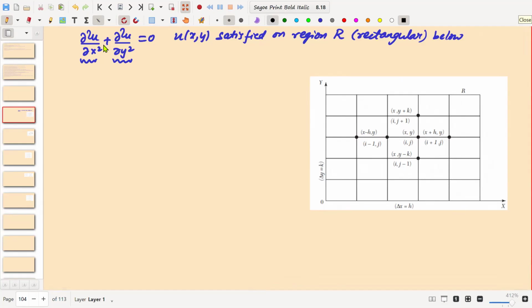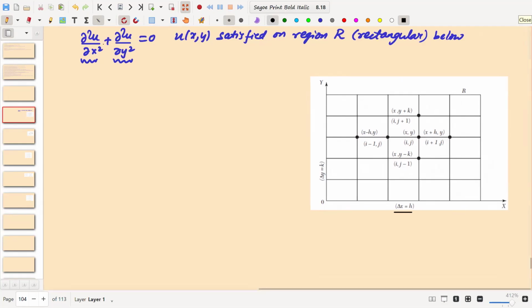Remember that we have a step size h, and on the y-axis we have a step size k. But anyway, we will be worried about the step size h here. So we can discretize this as 1/h², because you have a double partial derivative ∂²u/∂x²: u(i-1,j) - 2u(i,j) + u(i+1,j).